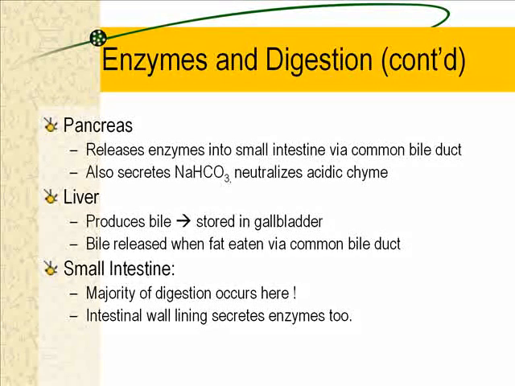The small intestine also participates in chemical digestion. In fact, we consider the small intestine to be the major organ of digestion and absorption. The intestinal wall lining secretes enzymes that break down, again, all 3 of the macronutrients: carbohydrates, proteins, and fats.